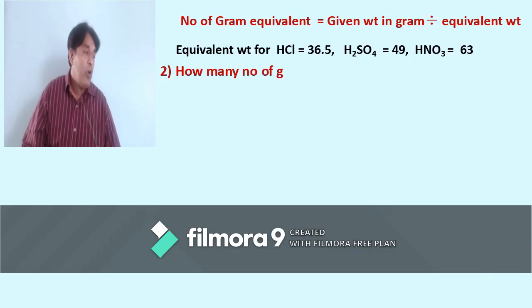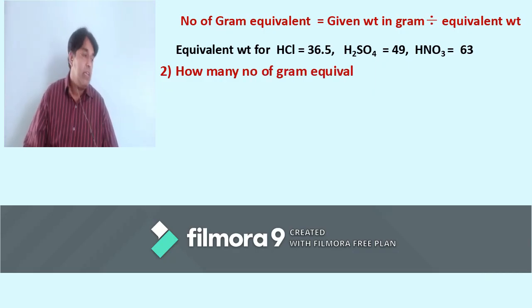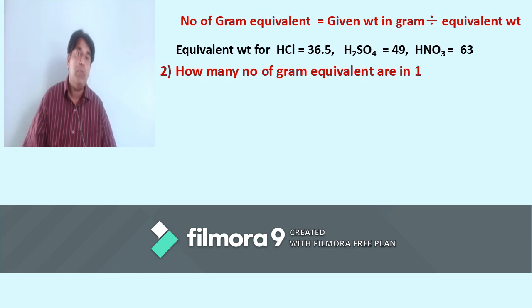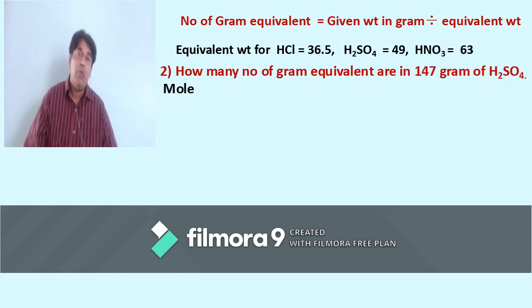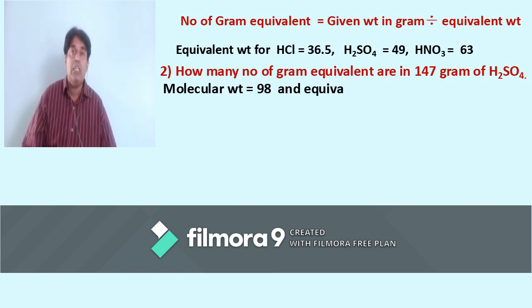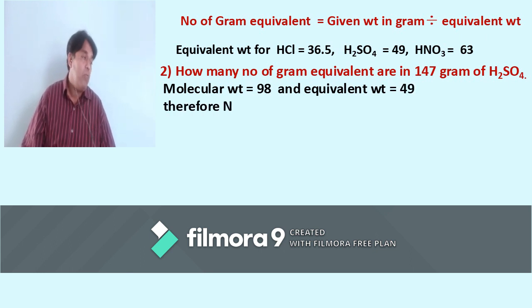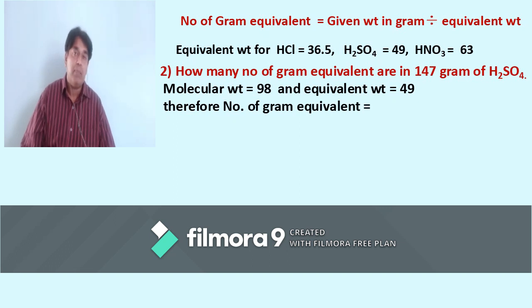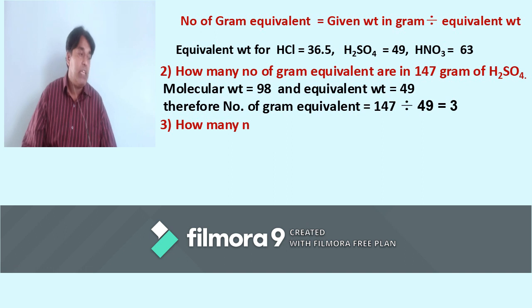The next problem. How many gram equivalents are in 147 grams of sulfuric acid? We know that the molecular weight of sulfuric acid is 98, but the equivalent weight is 49. Therefore, by using the above formula, the given weight 147 grams upon 49 equals 3, meaning the given weight is 3 times the equivalent weight.